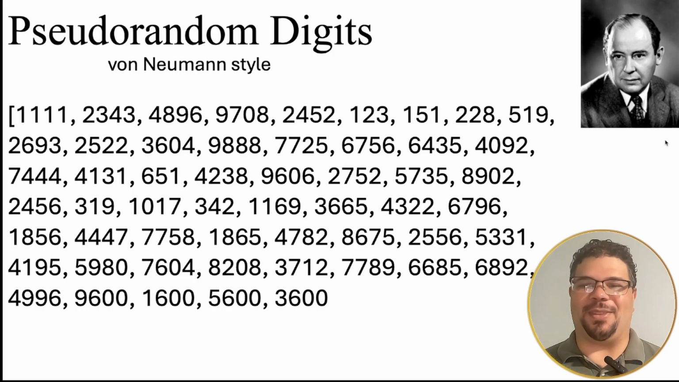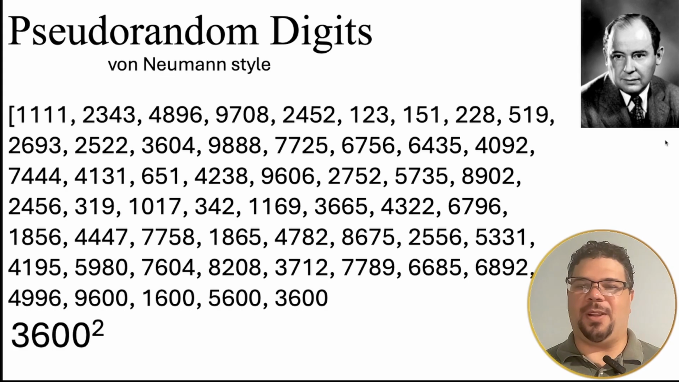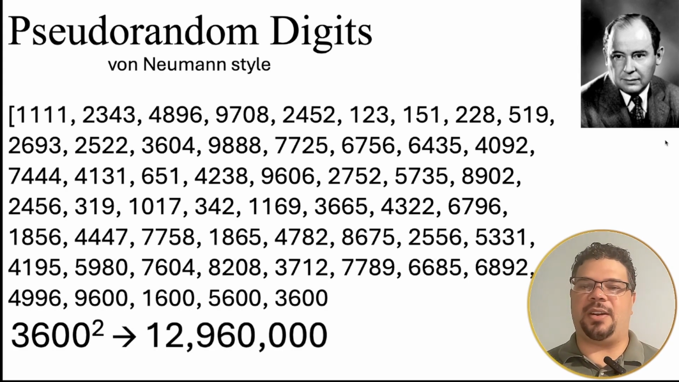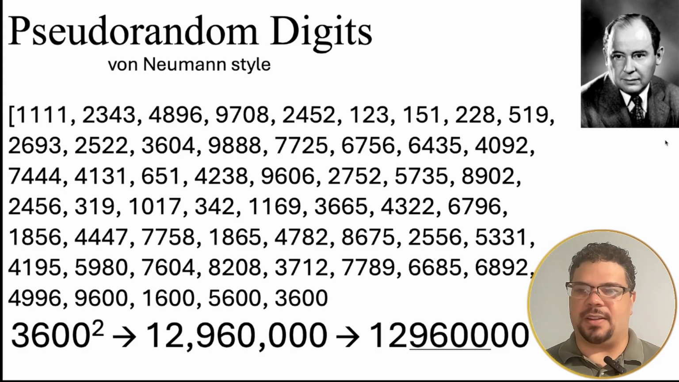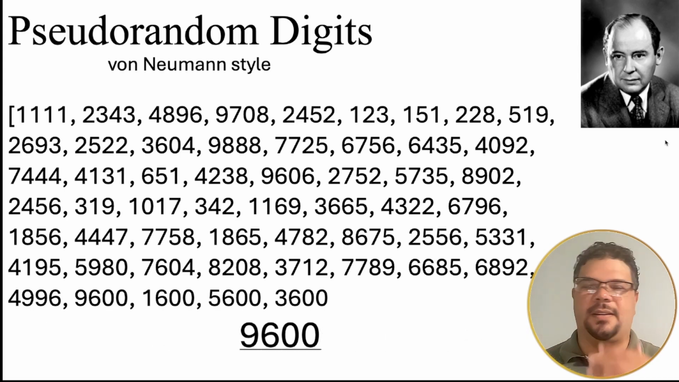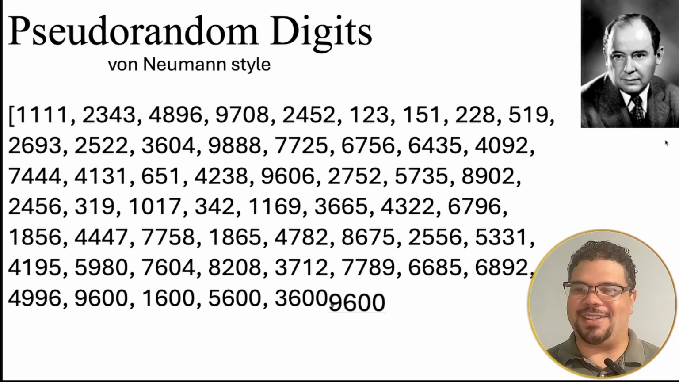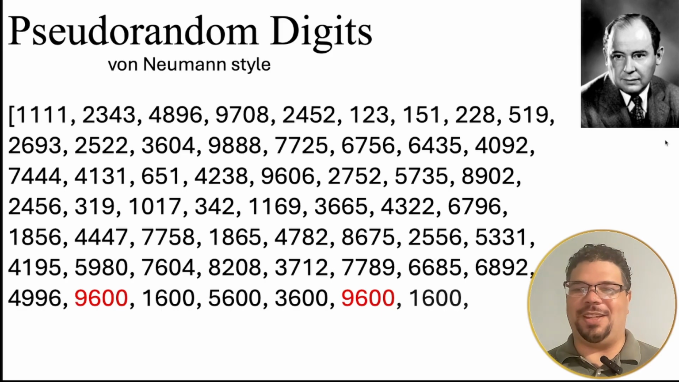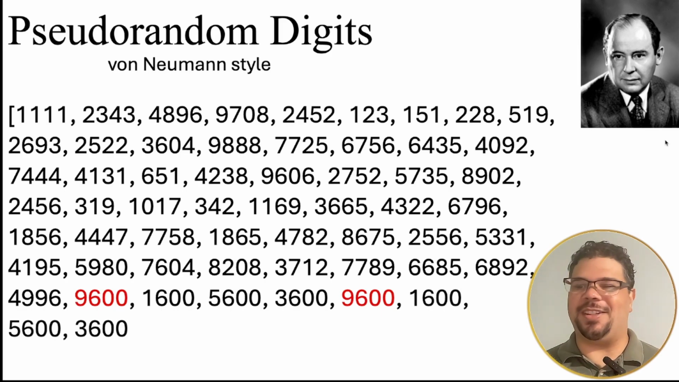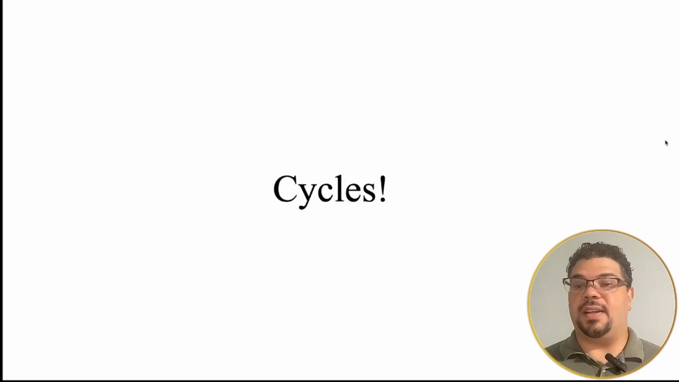That's not the only problem, though. 3600, well, we apply the method. 3600 squared is 12,960,000. We take the middle 4 digits and we get 9600. 9600, why is that an issue? Well, it's already in our list of random numbers. We've cycled back onto ourselves. 9600 will lead to 1600, 5600, 3600, and eventually 9600 again. So we've hit our first big issue with random number generation, which is cycles.